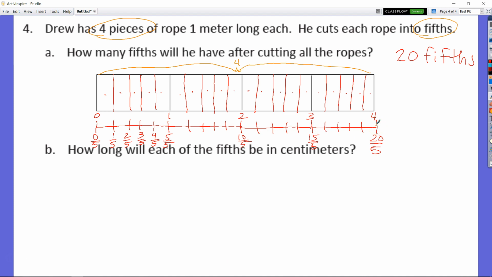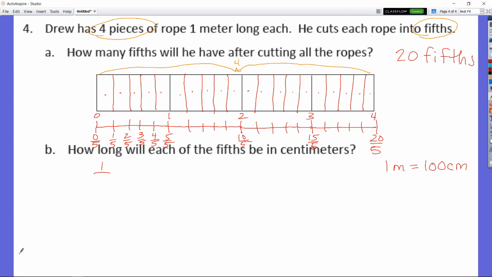All right, so now it says, how long will each of the fifths be in centimeters? So now we're converting from our meters to centimeters. And we know that 1 meter equals 100 centimeters. And that's on your conversion chart. So let's take a look.